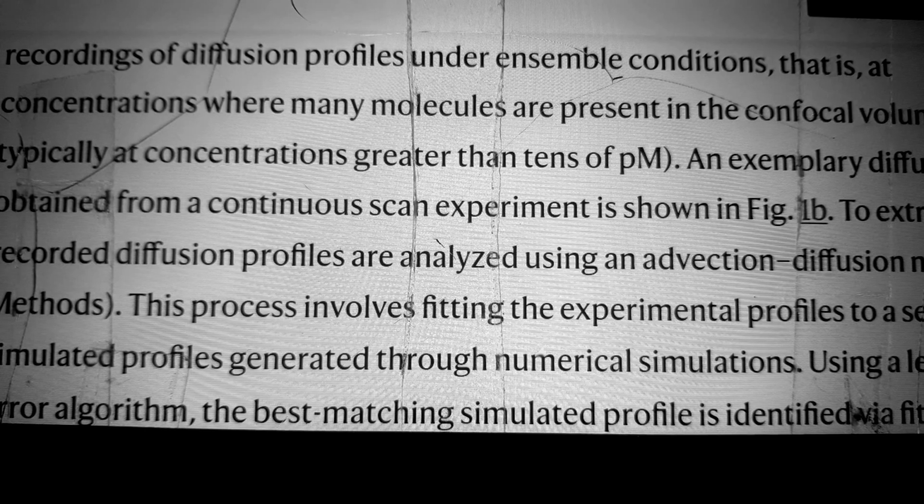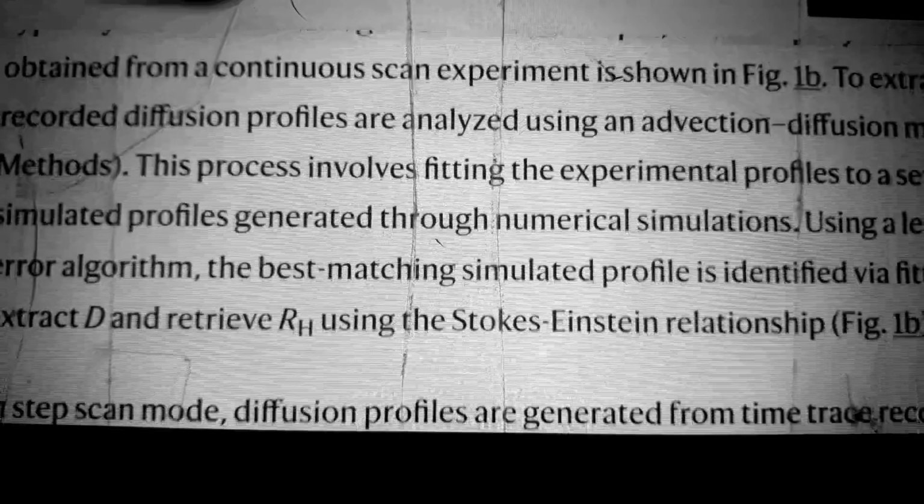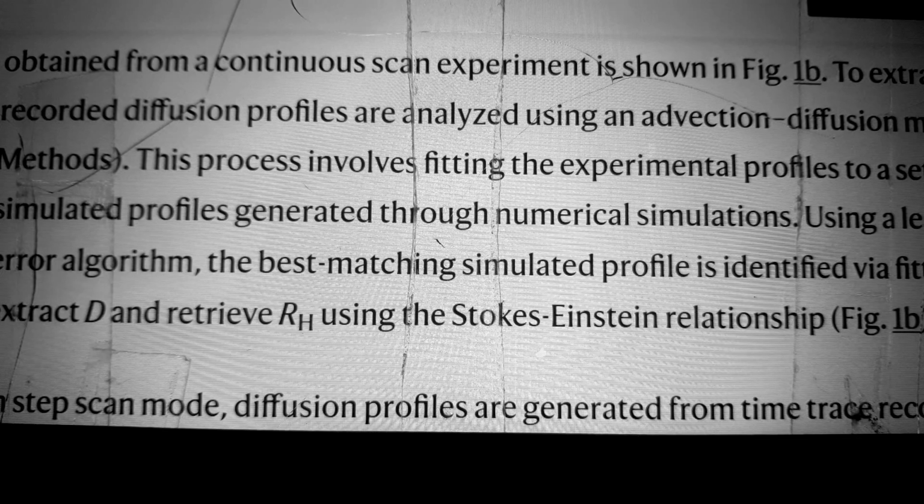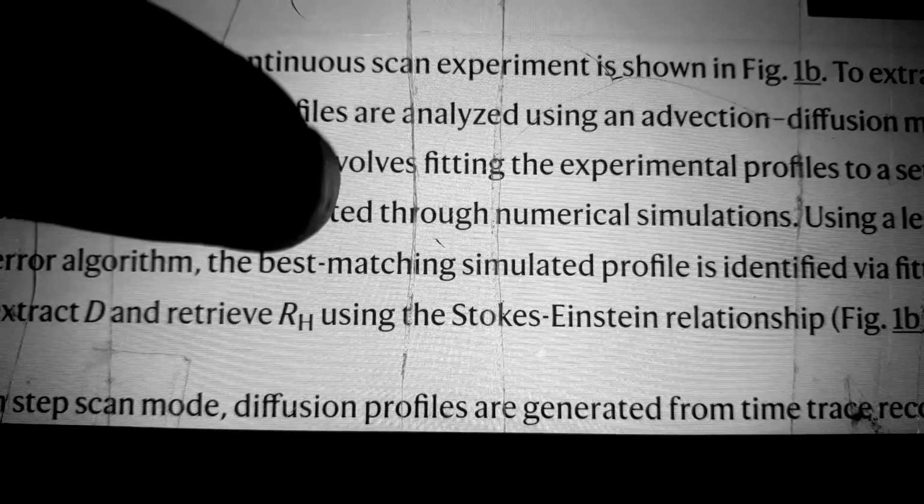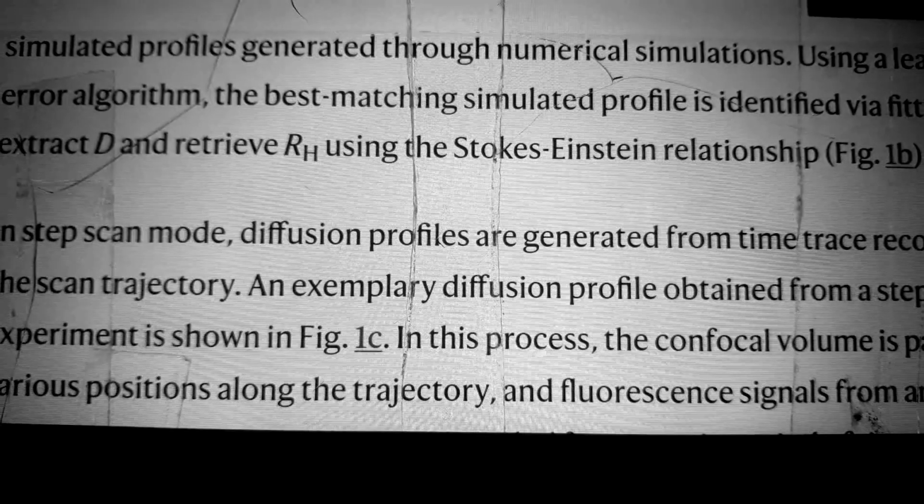An exemplary diffusion profile obtained from a continuous scan experiment is shown in Figure 1b. To extract RH, the recorded diffusion profiles are analyzed using an advection diffusion model, see methods. This process involves fitting the experimental profiles to a set of simulated profiles generated through numerical simulations. Using a least squares error algorithm, the best matching simulated profile is identified via fitting to extract D and derive RH using the Stokes-Einstein relationship.